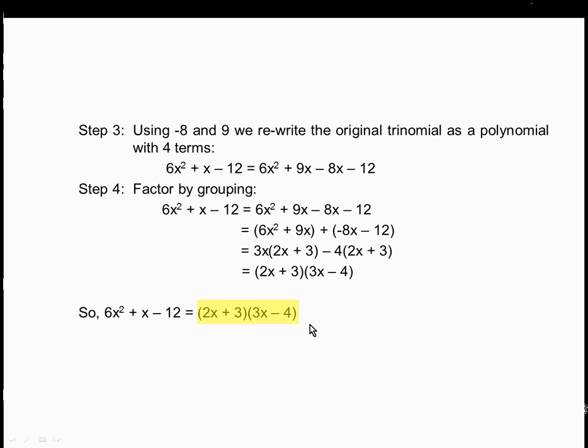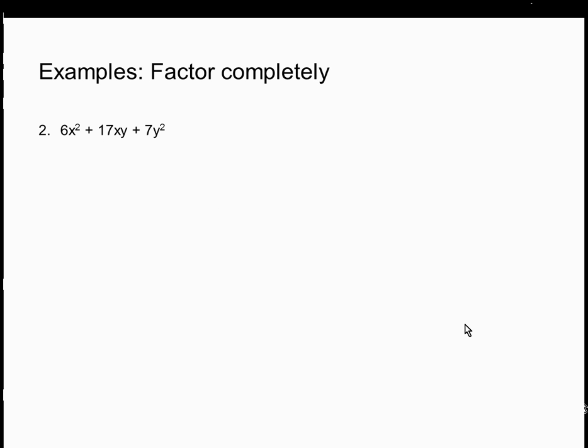Now again, if you had seen this factorization to start with, you don't need to go through all this. Splitting the middle term, I admit, is long, but it does work. And it will let you know whether or not the polynomial will in fact factor. Let's take a look at another one.